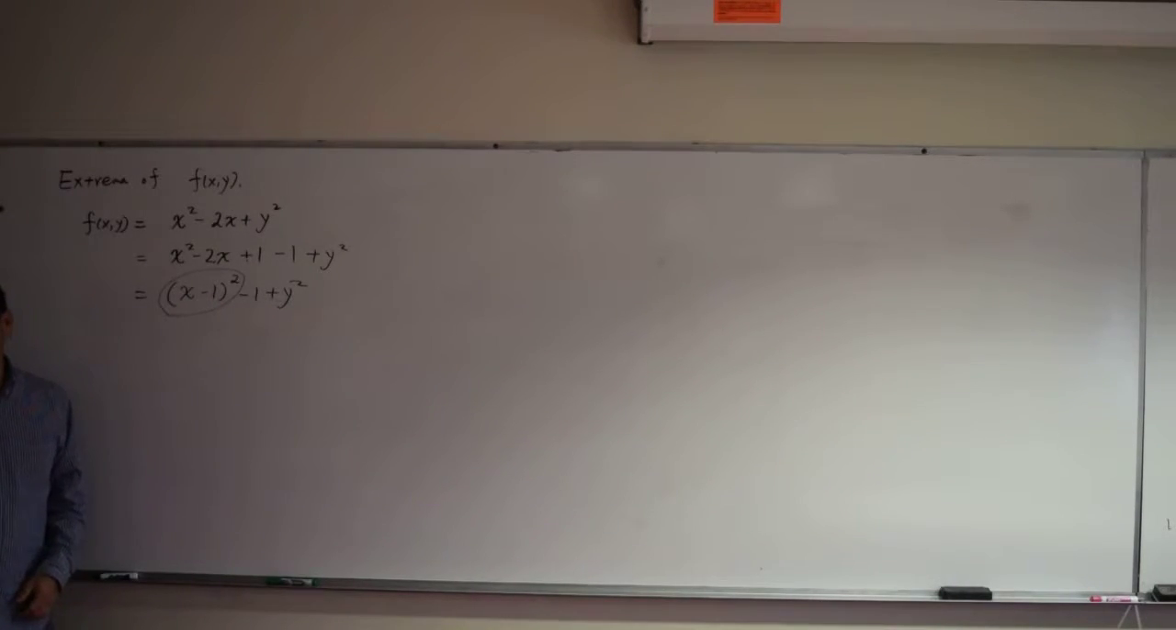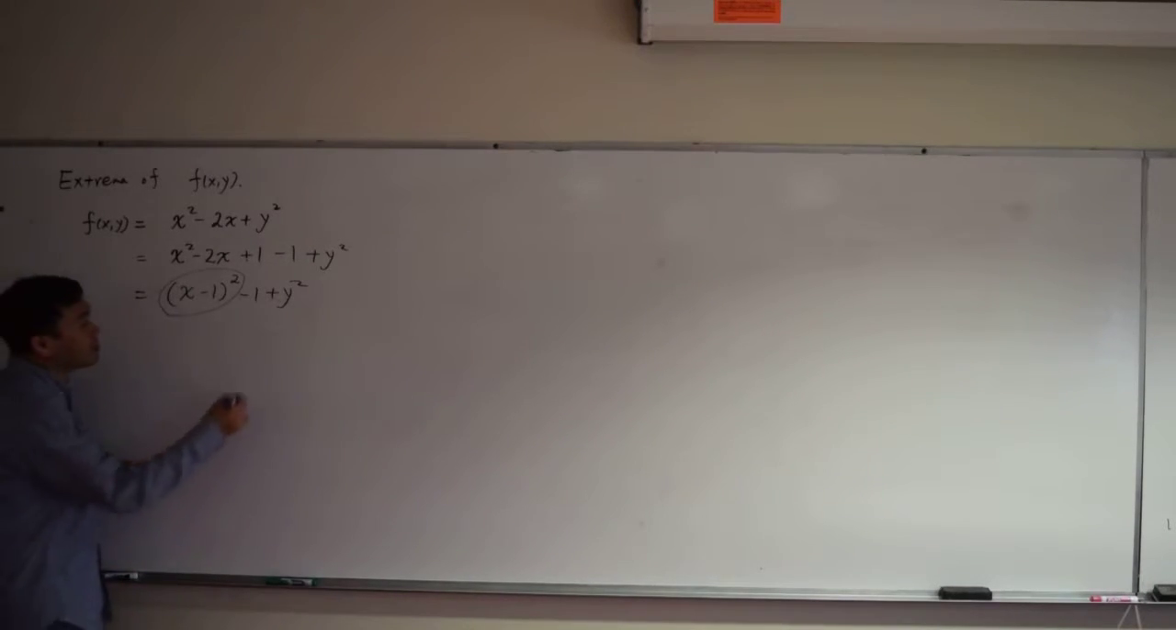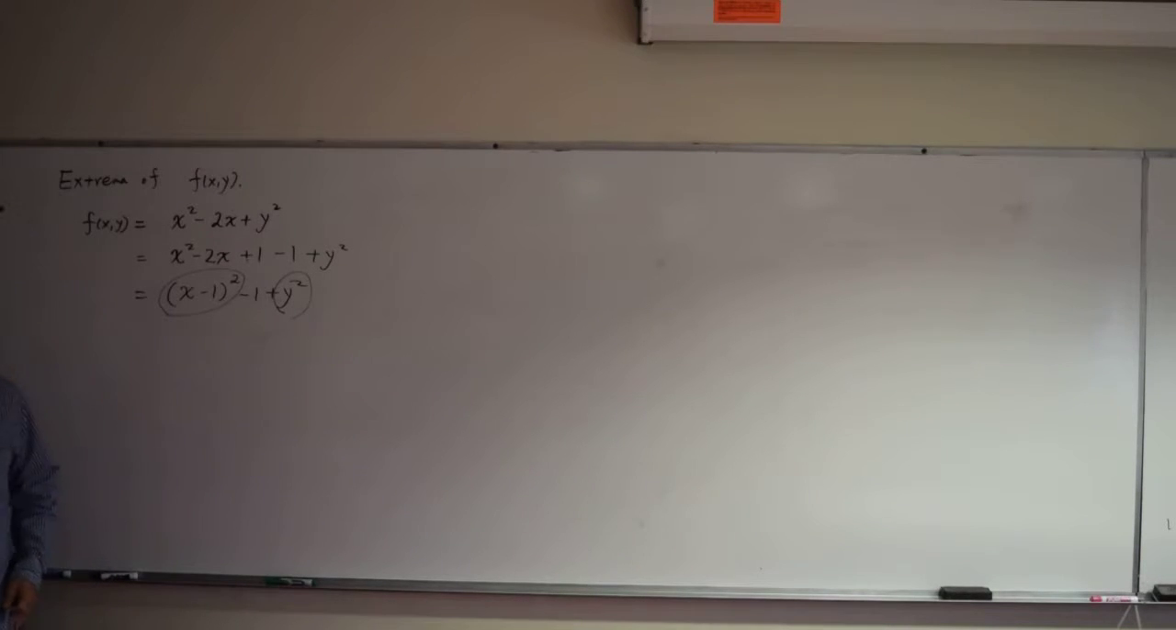Anything squared is positive or 0. The minimum it can be is 0, right? How about this one? Again, 0 or positive, right? So the minimum value that this function f of x, y can have is when this is 0 and when that's 0, which gives you negative 1. When does f attain this negative 1? When x is 1. 1 minus 1 is 0, right? At 1 comma 0, you're going to get the value of negative 1. And we know that that's the minimum.